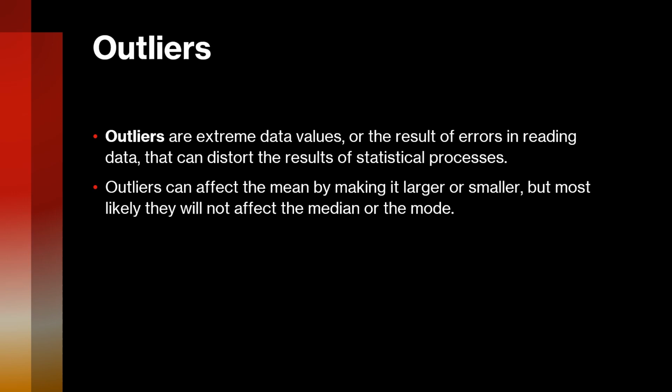So here's the definition. Outliers are extreme data values or the result of errors in reading data that can distort the result of statistical processes. Outliers can affect the mean by making it larger or smaller, but most likely will not affect the median or the mode.